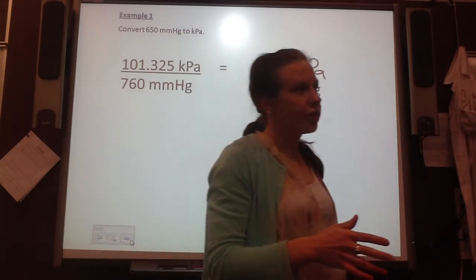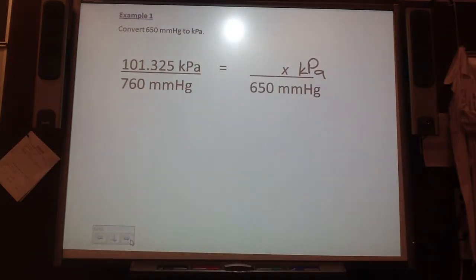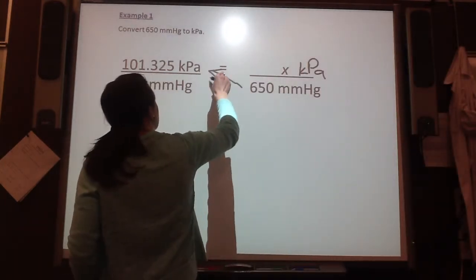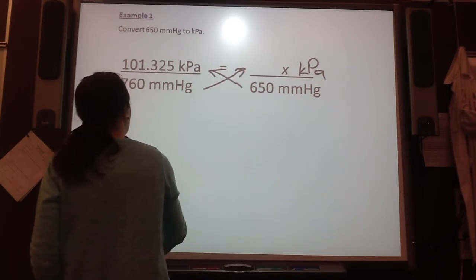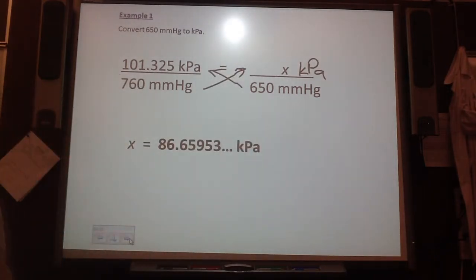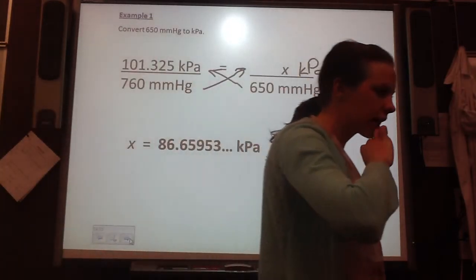If you like to do conversions a little differently, that's fine with me. I just really like setting up the fractions. So you cross multiply and divide to solve for X. So we cross multiply, and our X will equal 86.65. So try it yourselves, make sure you can do it. Get that answer.